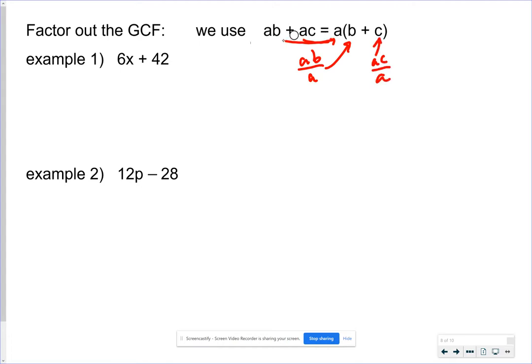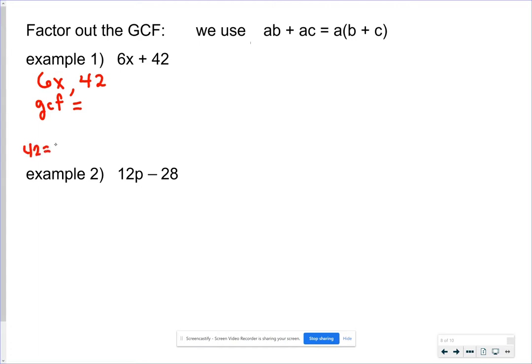That's the technique that we're going to use. We're going to use the distributive property to undo multiplication, or write it in factored form. So the first thing we do when we look at example 1 is we look at the two terms of that polynomial and we find their GCF. The GCF for this is going to be 6, because 42 is 6 times 7, and 6x is 6 times x. So we have a GCF of 6.